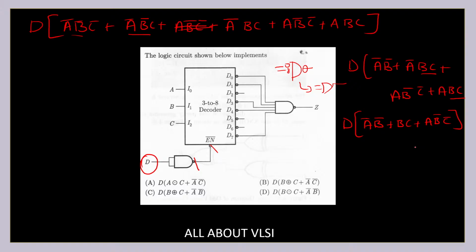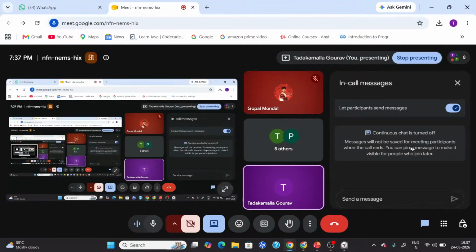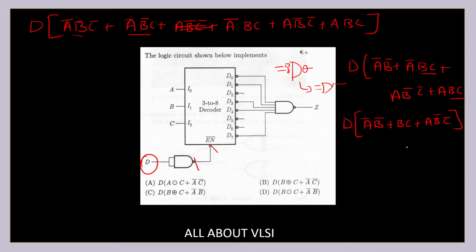Okay, so can we do any simplification over here? Anyone got the answer for this? B into A bar, B bar plus BC plus A, B bar, C bar.